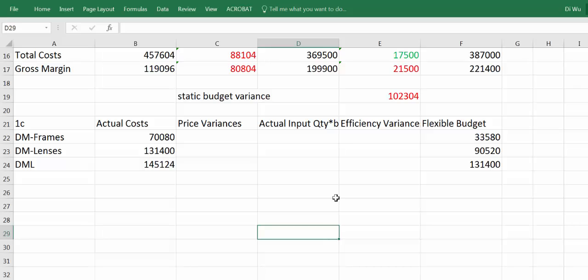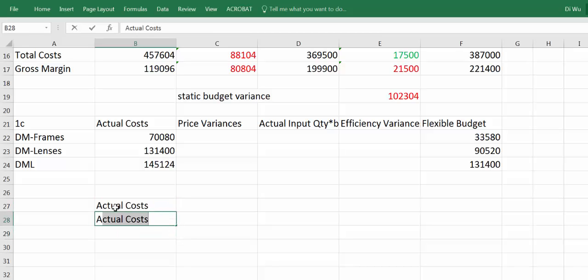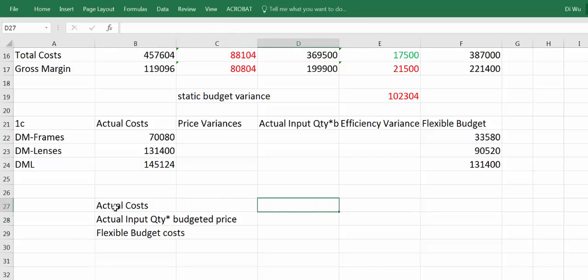Before I go there, I really want to mention a few things again. For the actual cost, for the actual input quantity times budgeted price, and the last one, the flexible budget cost, I mentioned how we deal with all three in class, but I still want to mention it again. Each one of them has three numbers that you have to multiply together.